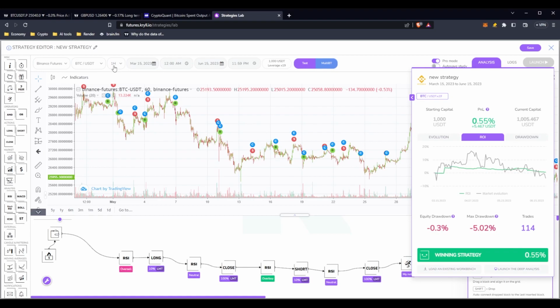And you can choose the date and the time, from what date to what date you want to run this backtest.